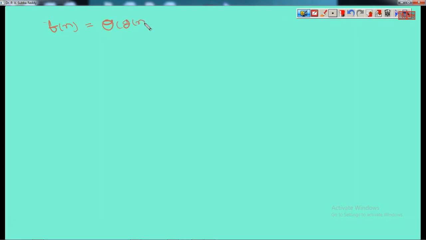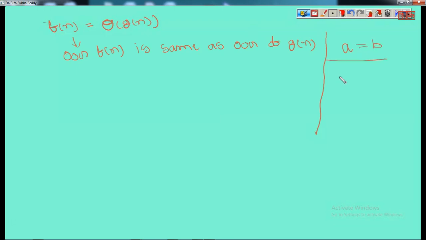That means the order of growth of f of n is the same as the order of growth of g of n. Then how to prove this? For example, if you are asked to prove A equals B, one method is, somehow you show that A is less than or equal to B. Next you show that A is greater than or equal to B. Now from these two, we conclude that A must be the same as B. This is one way of showing A equal to B.